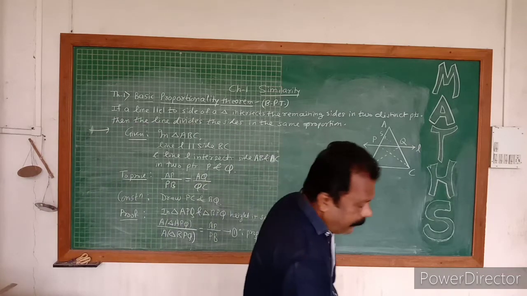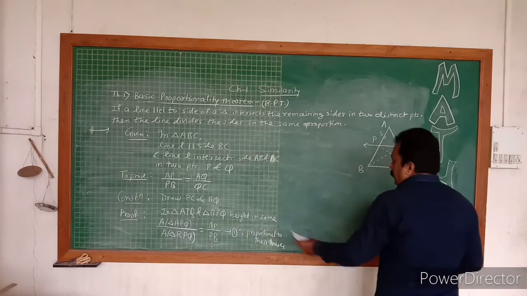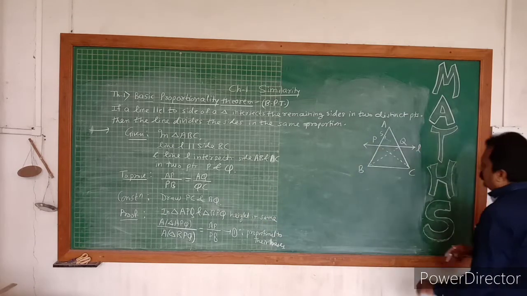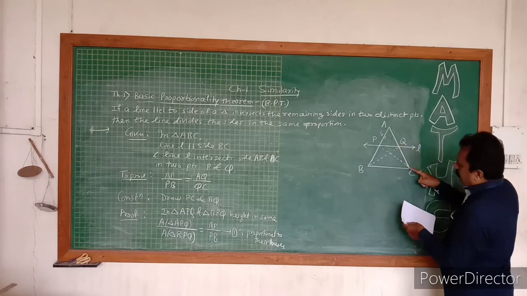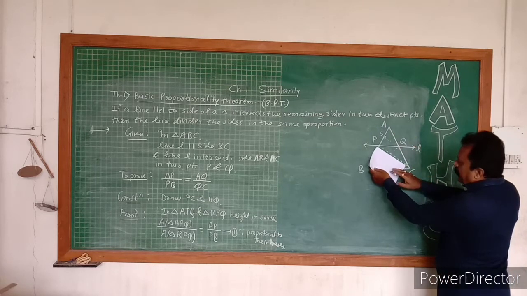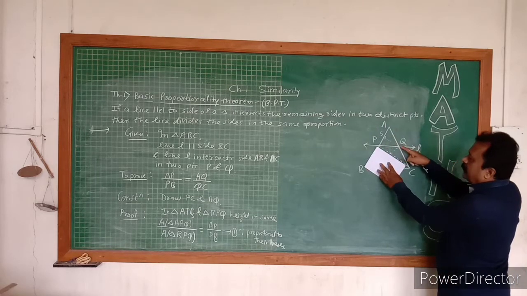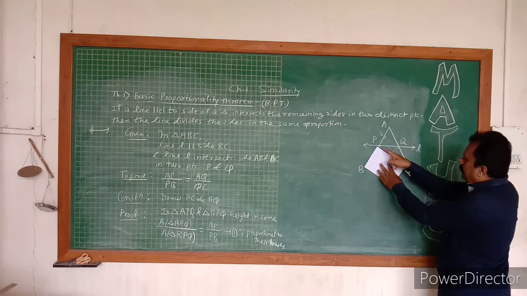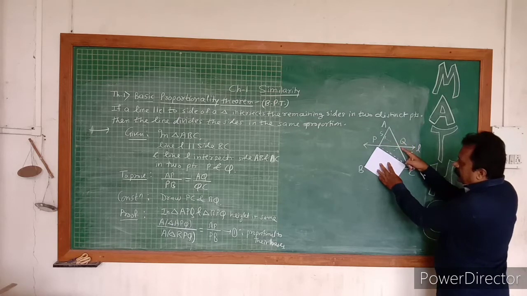In the same way we have to find equation number 2. How do we find it? Here we want the ratio AQ and QC. So according to AQ and QC, we have to consider these triangles. In triangle APQ we have side AQ, and in triangle PCQ we have side QC. These two triangles we will consider.